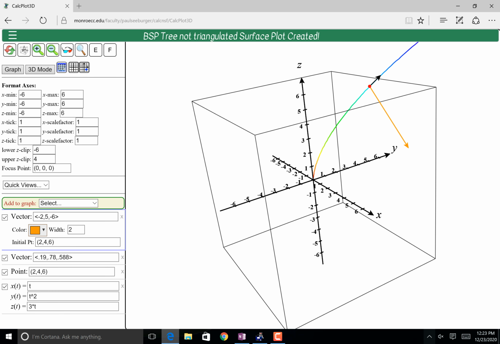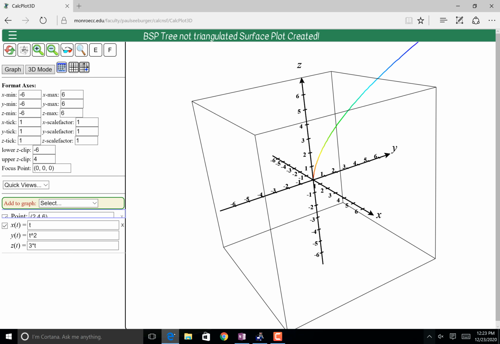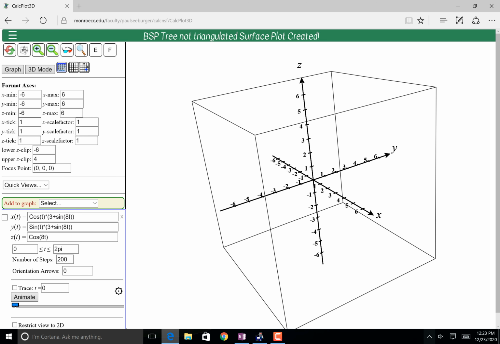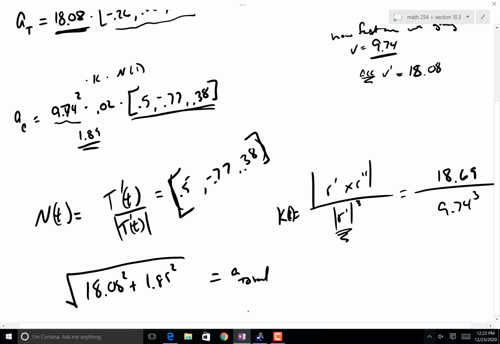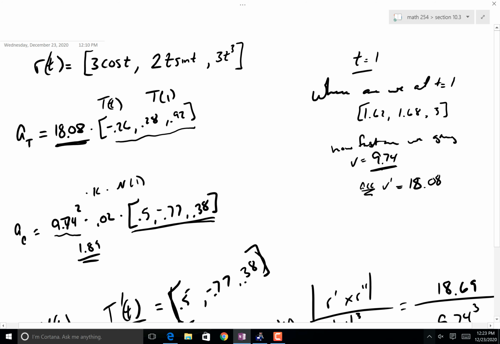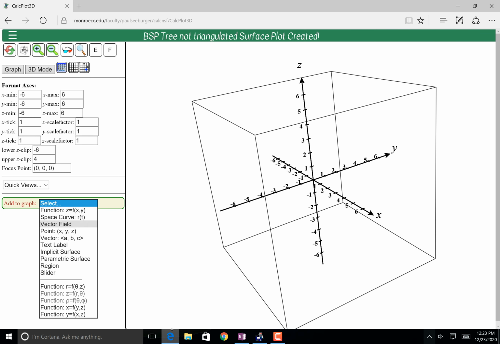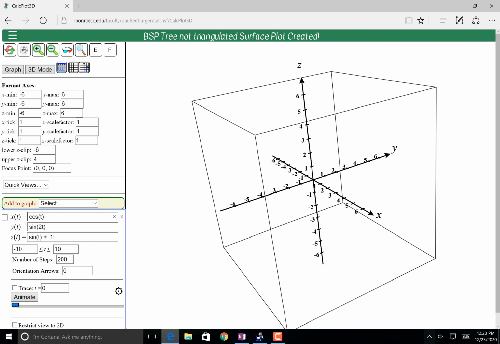We're going to go ahead and plug that into the computer over here. Just clean all this garbage up. Let's go ahead and put a point in. Let's put a space curve in first, I guess. What was our space curve this time? I forget. 3 cosine t. Oh, what just happened? Oh, wait, yeah. Space curve. Three times cosine t.